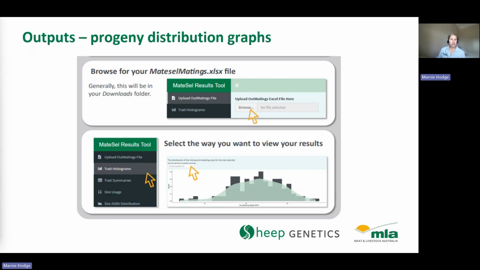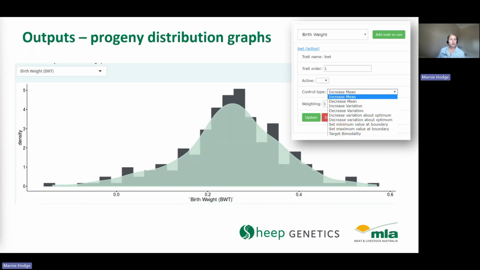And you can also have a look at a few distributions and graphs here to make sure that Mate Cell's actually doing what you want it to. So on the left-hand side of the screen on the Mate Cell Results Tools app, there'll be a few different graphs and summaries that you can look through to make sure that Mate Cell's done its job correctly. So one of those graphs is the progeny distribution graph.